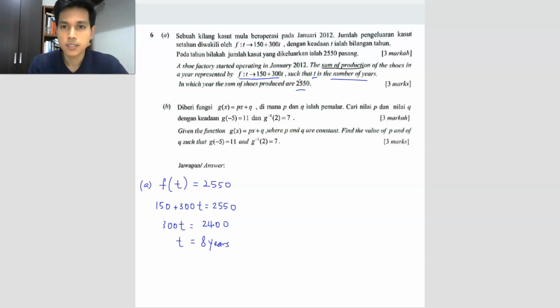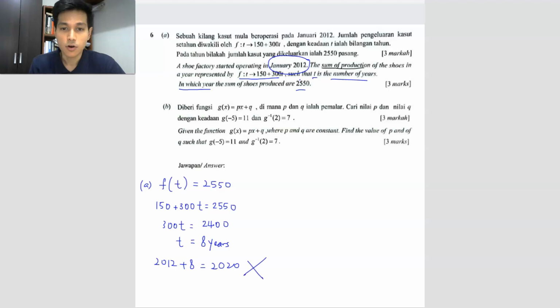Okay, so what is the question asking? In which year? They want to know what year, not how many years. This 8 years means how many years, right? We want to know specifically what year. So we have to add when we started. We started in January 2012. So you're going to take 2012 plus 8. So the answer is 2020. So is this correct?